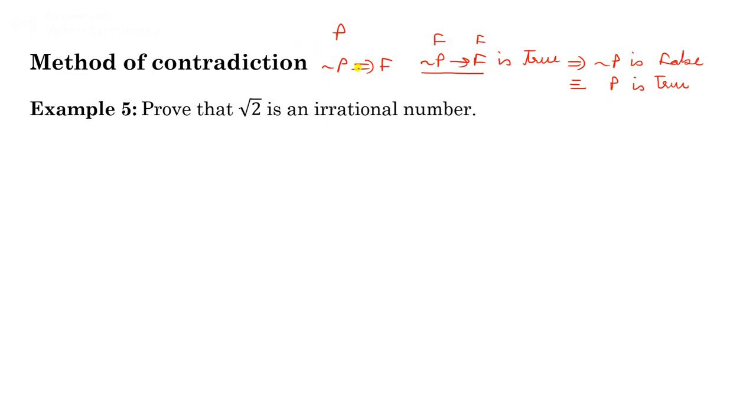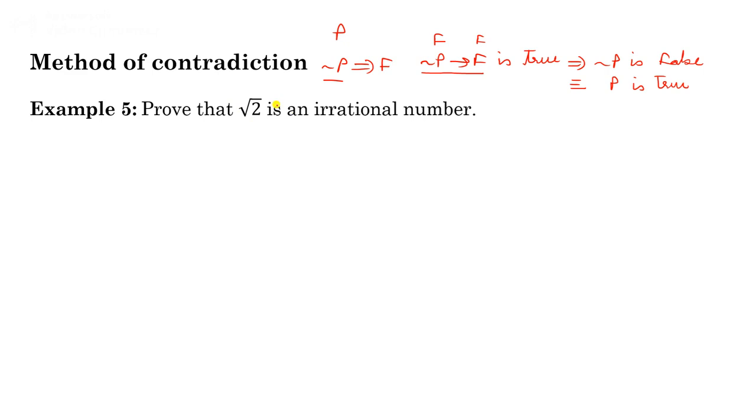In simple words, we start with the negation of the statement and we show a contradiction, and we write that assuming negation P is true, we are getting a contradiction. That's why our initial assumption is not true. If the initial assumption is not true, then its negation will be true, and the negation is the given statement. Now look at this example. Here we have to prove that root 2 is an irrational number, and we cannot prove it directly.